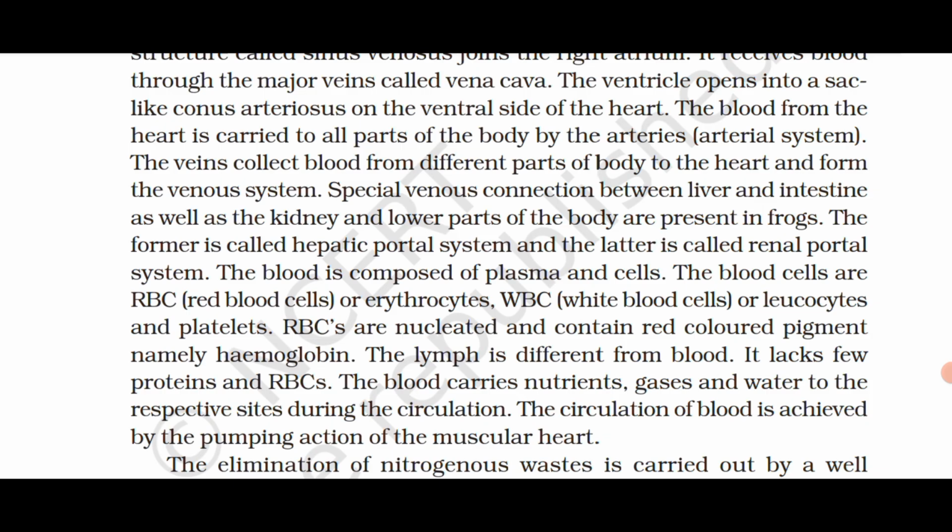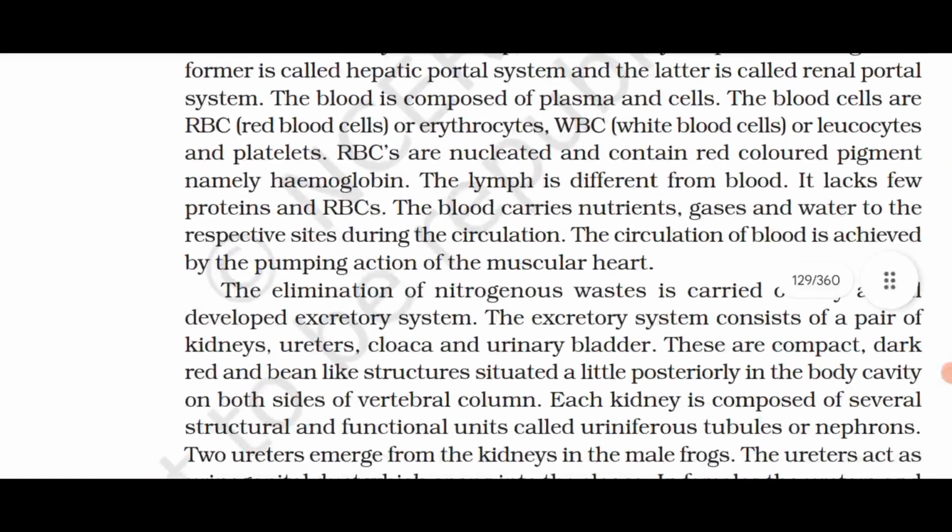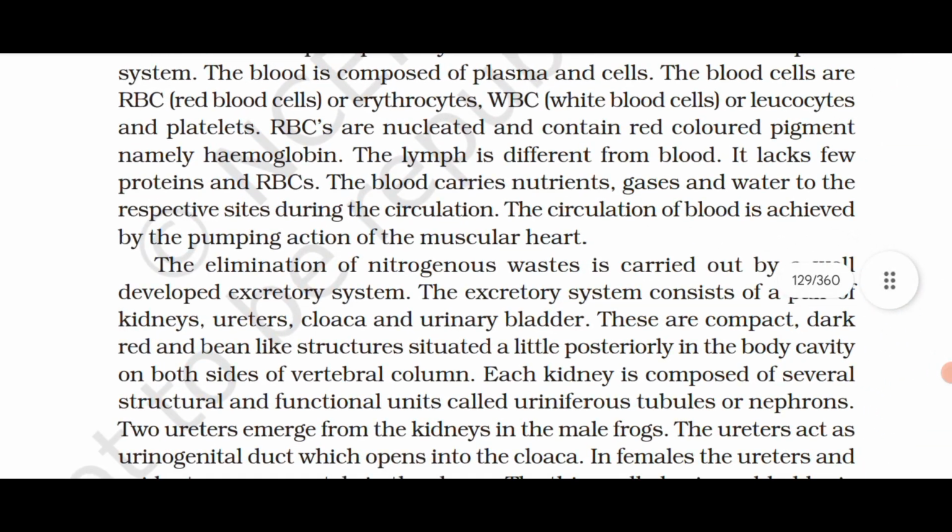The blood is composed of plasma and cells. The blood cells are RBC, red blood cells or erythrocytes, WBC, white blood cells or leukocytes, and platelets. RBCs are nucleated and contain red colored pigment, namely hemoglobin. The lymph is different from blood. It lacks a few proteins and RBCs.